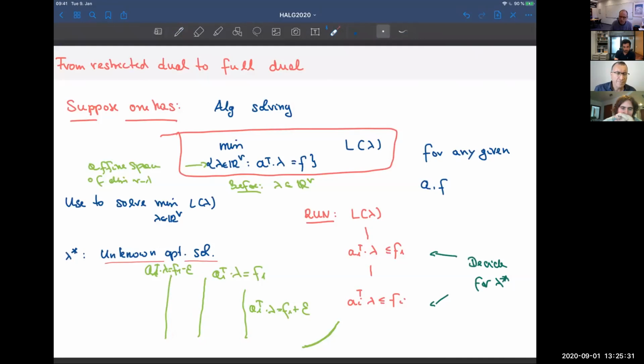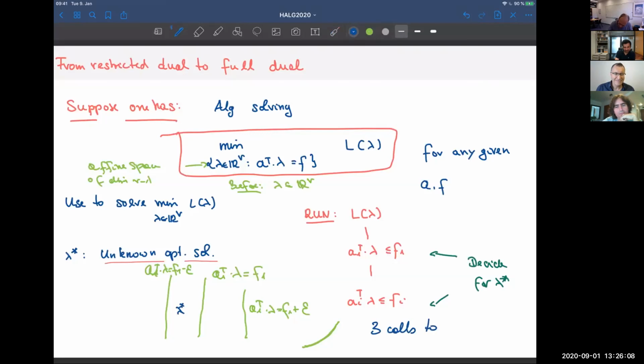Then what do I know? I'm searching for the lambda that is minimal, right? So where is lambda star? Is lambda star here or is lambda star here? Do you get it? Any answer? I guess it's on the left. Exactly. I'm happy that they're good students. Okay, good.